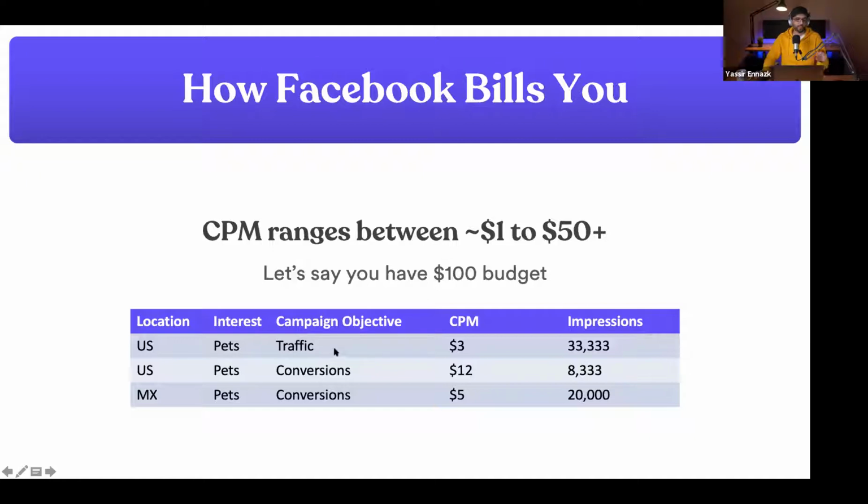So Facebook will find, again, people who are just going to click on our ad and go to our website, but not necessarily buy or anything. It's just traffic. So the CPM is going to be very low, around $3 per 1,000 impressions. So we're gonna get around 333,000 impressions for this first line here.